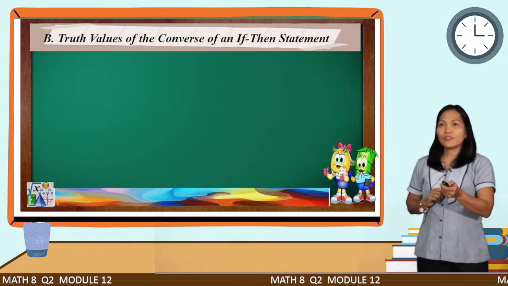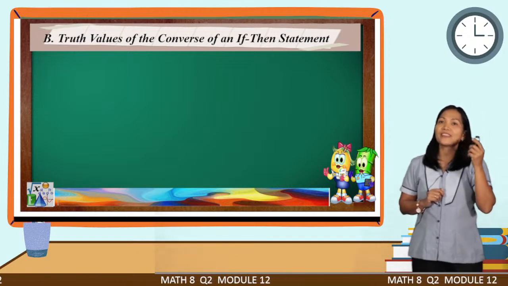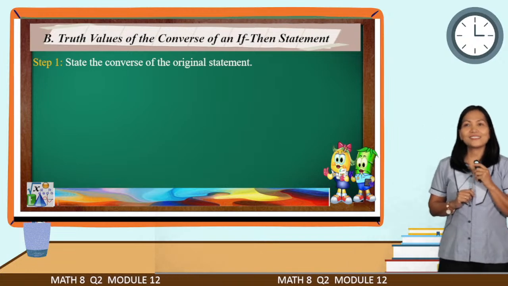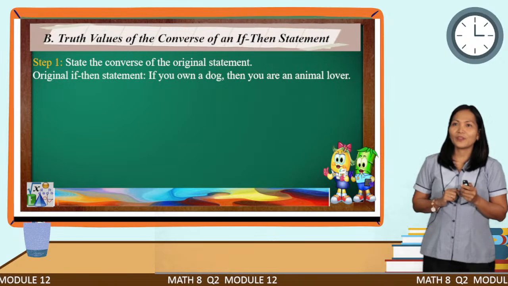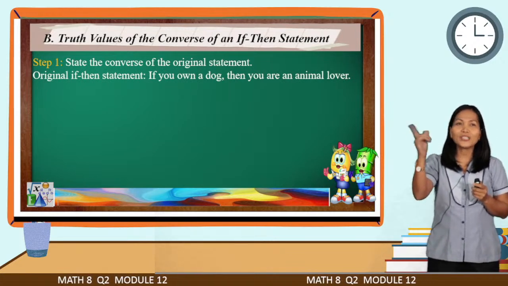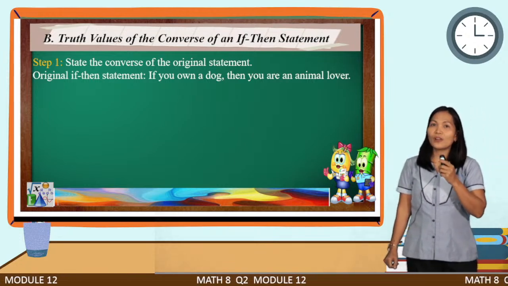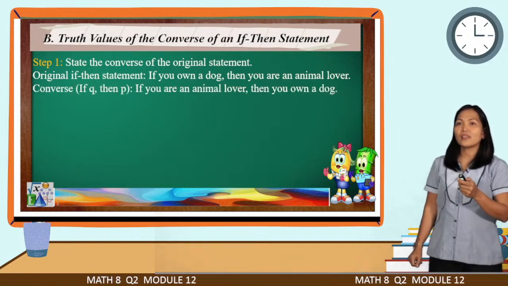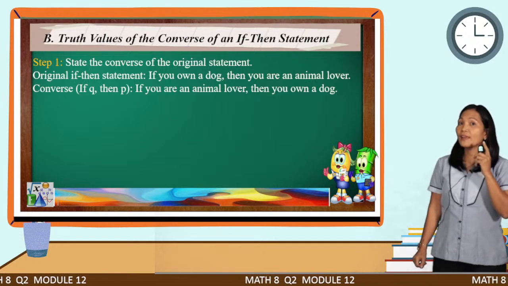Let's have the truth values of the converse of an if-then statement. So step 1, let us state the converse of the original statement. Okay, let us first have the original statement for you not to be confused. If you own a dog, then you are an animal lover. Then let us state the converse. If Q, then P. If you are an animal lover, then you own a dog.